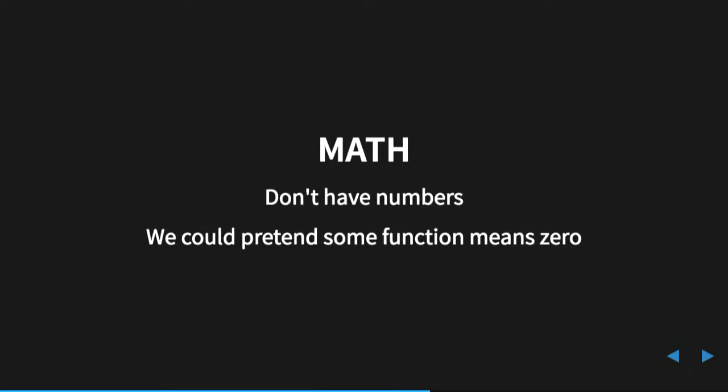So let's have a look at math, for example. Given that we don't have any numbers, which we're probably thinking might be the tricky part, we can really just pretend that some kind of function represents zero. And of course, this is what computing is all about. We have no numbers or letters or anything in computers. It's all ones and zeros, except we don't have ones and zeros. We have little bits of current flowing around and so forth. So it seems a natural extension of that kind of thing.